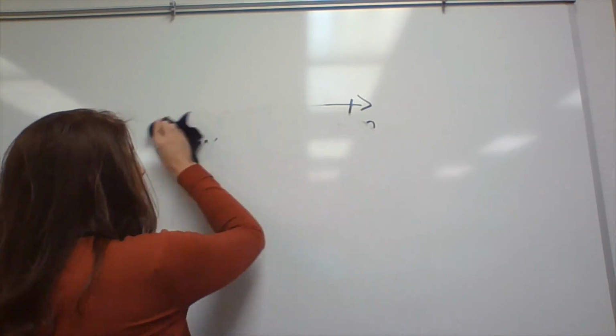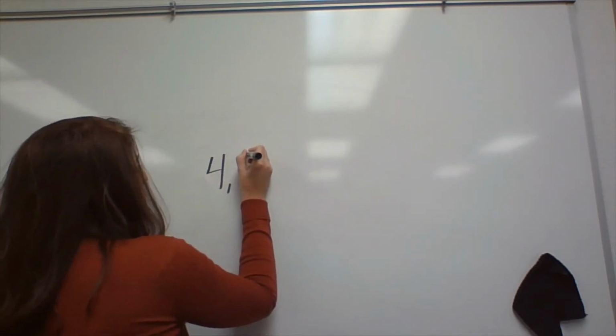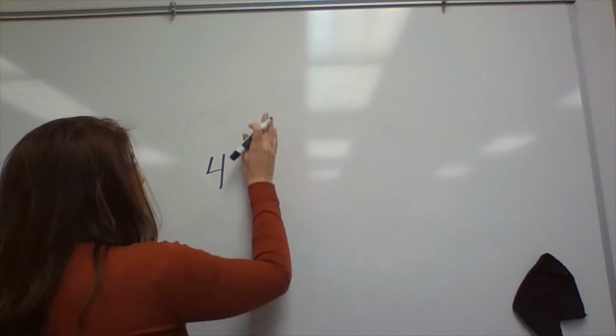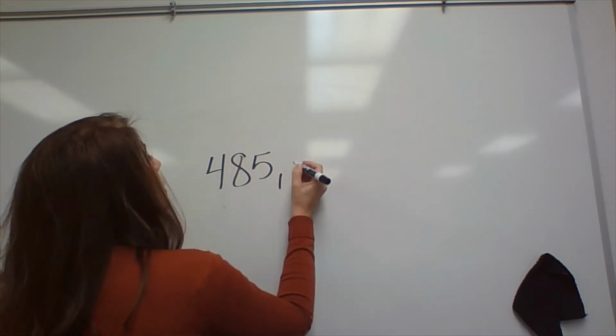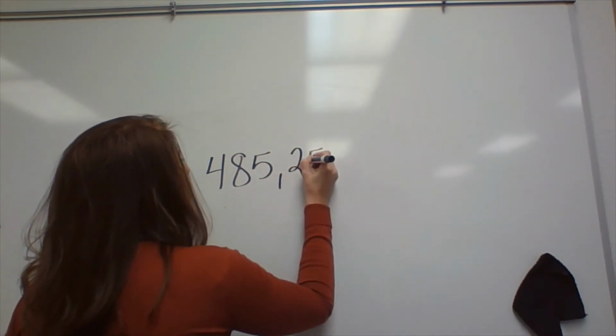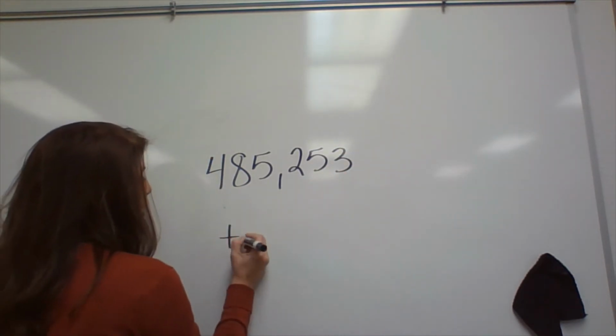Okay, let's try another one like this. We're going to go an even bigger number. So let's go, not quite that big. We'll just stay in the 100,000s. Let's do 485,253. Okay, let's round to the nearest 10,000s place.